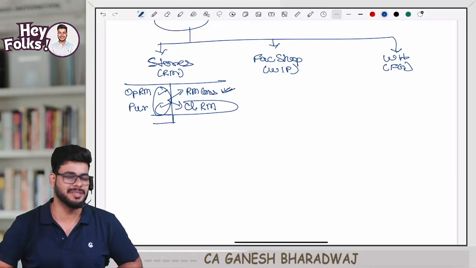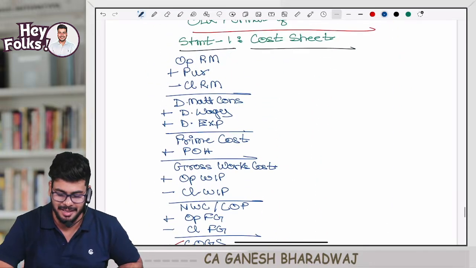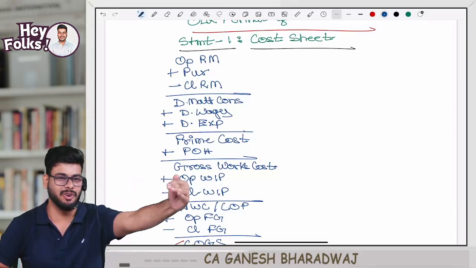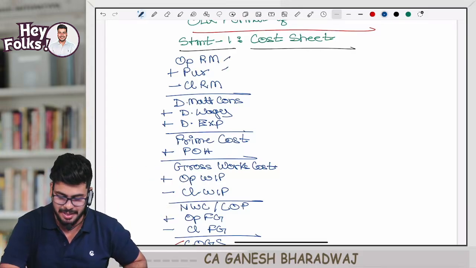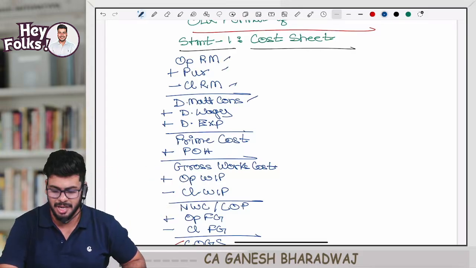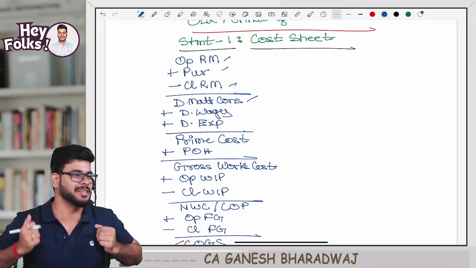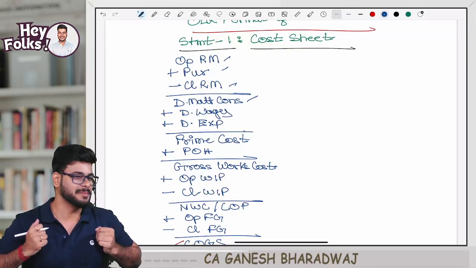Guys, clear with this? That is the first leg that has been mentioned here. Opening stock of raw material plus purchase minus closing stock of raw material, you will arrive at your direct material consumed. Guys, clear with this? Right?